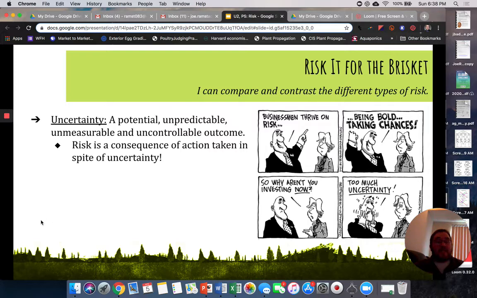So by eating that burger and sinking your teeth into that burger, not knowing whether or not it's going to make you sick, you are taking a risk because you are playing with uncertainty. Okay. So I also like this little comic strip I have over to the right.